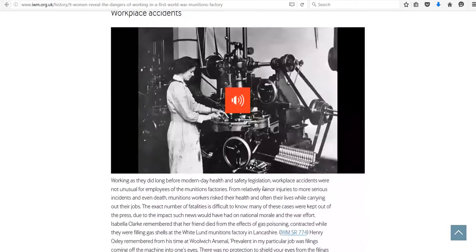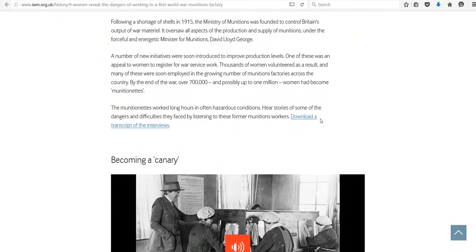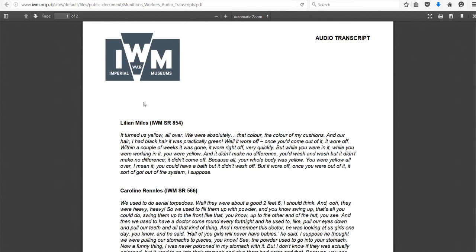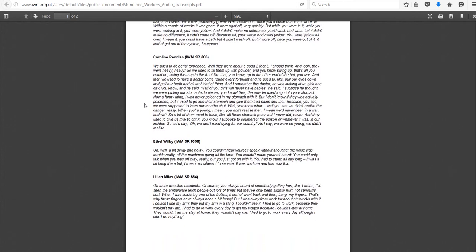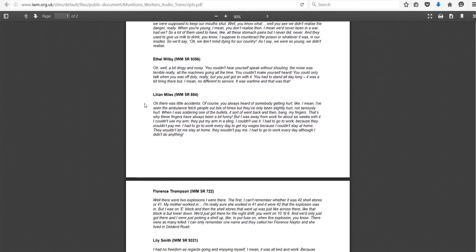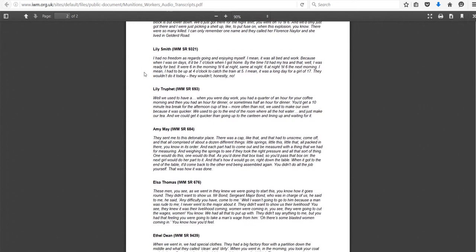if I go all the way back up again, it gives me a transcript of an interview. So I might want to have a read of this and find out some extra information about what life was like working in a munitions factory and dedicate it to women who work in a munitions factory.